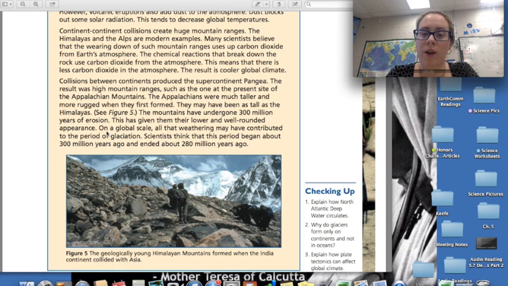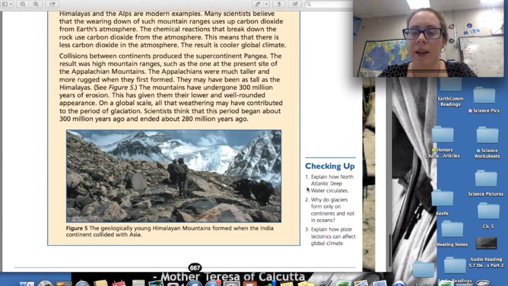On a global scale, all that weathering may have contributed to the period of glaciation. Scientists think that this period began about 300 million years ago and ended about 280 million years ago. Now I'm really curious, if you guys were to go back to Earth Viewer, mind you I haven't done this yet, and go back to Pangaea, see if the amount of carbon dioxide in the atmosphere went down after Pangaea was formed. See if the temperature and the climate goes down. I'm curious. I wonder what you'll find.